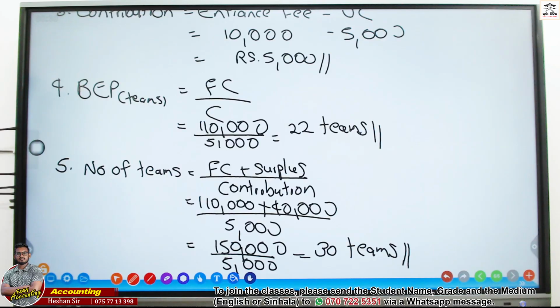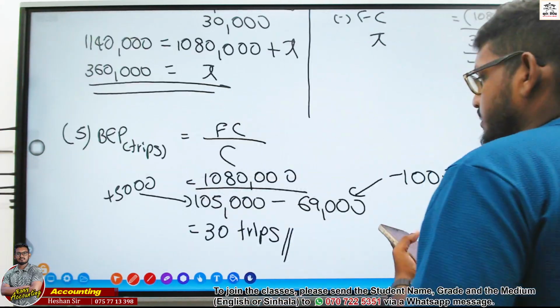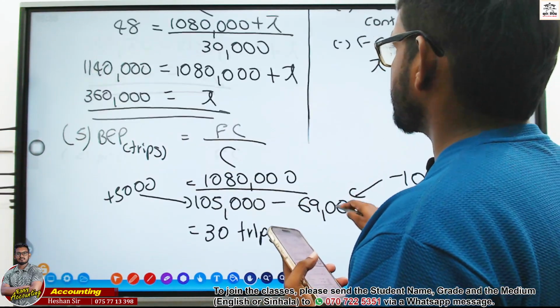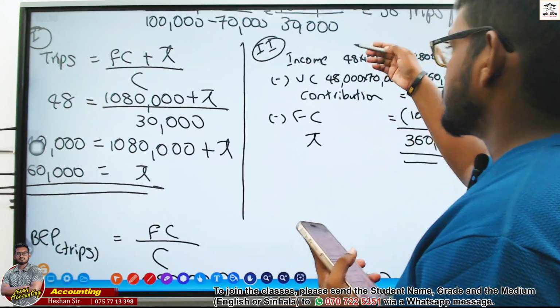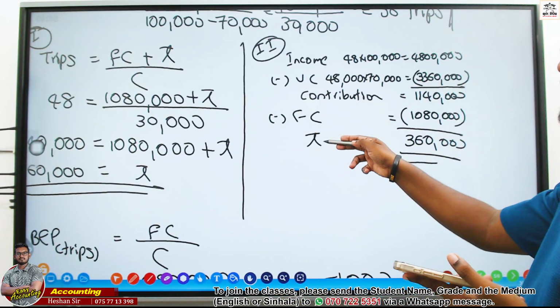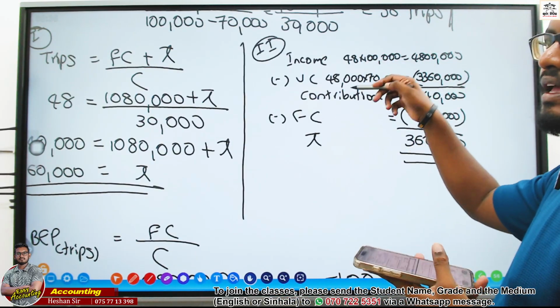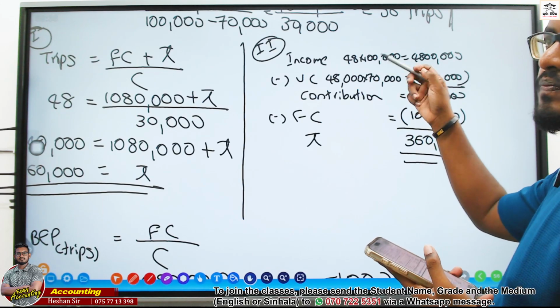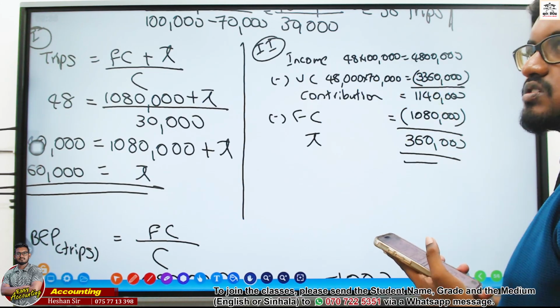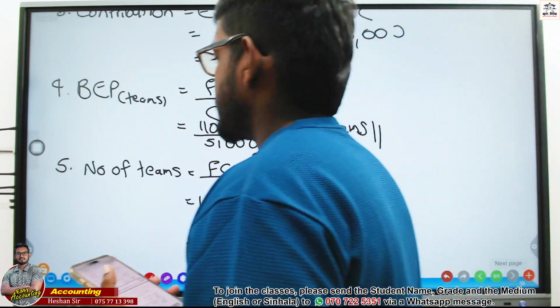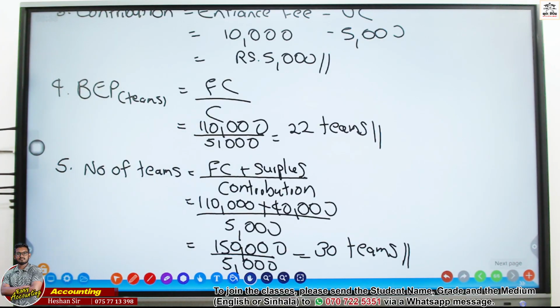I said you can also set it up this way. Right? You can solve it using this method as well. Send me a thumbs up. The surplus you can calculate as income minus team income minus variable cost. You can go like this as well. You need to know.